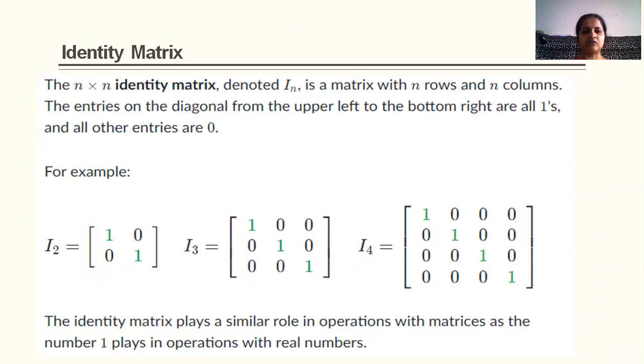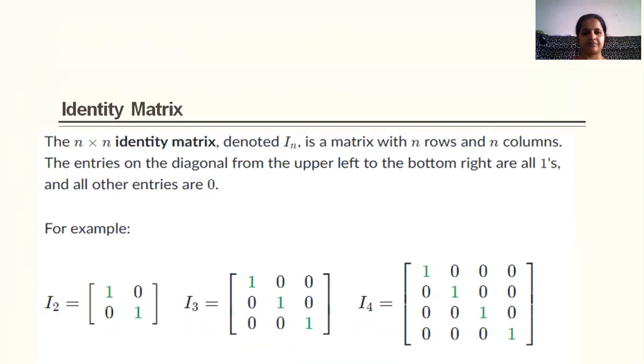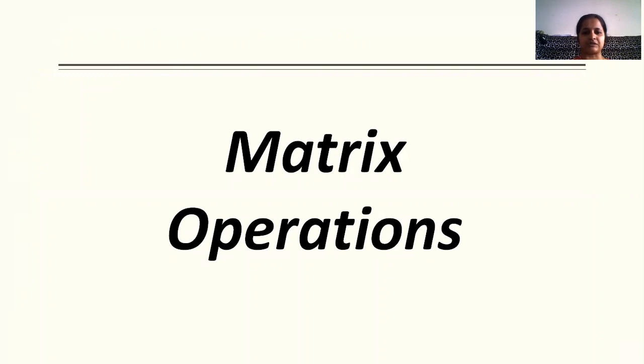Identity matrix: the n cross n identity matrix, denoted by I_N, has n rows and n columns. All main diagonal elements will be 1 and all others will be 0, and it is denoted by I. So I_2 means 2 rows and 2 columns, and it is given as an example. I_3 has 3 rows and 3 columns. Note here, the identity matrix plays a similar role in operations with matrices as the number 1 plays in operations with the real numbers. We will see matrix operations now.